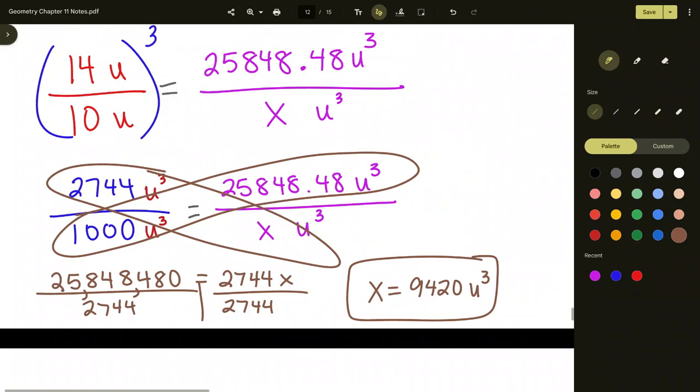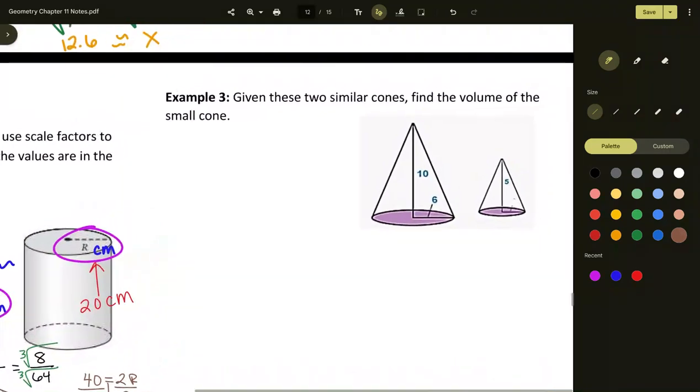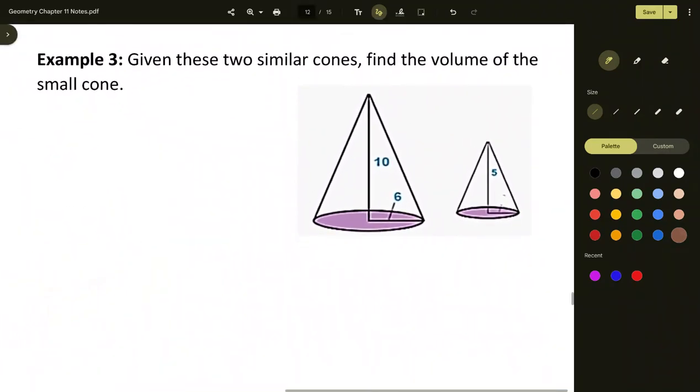All right, let's try our next example. On this next example, we have cones this time, and it says that they are in fact similar cones. And it says find the volume of the small cone. So this volume is unknown units cubed. The volume over here isn't listed, but we can calculate the volume of a cone by using the formula. That formula is pi times radius squared times height divided by 3.